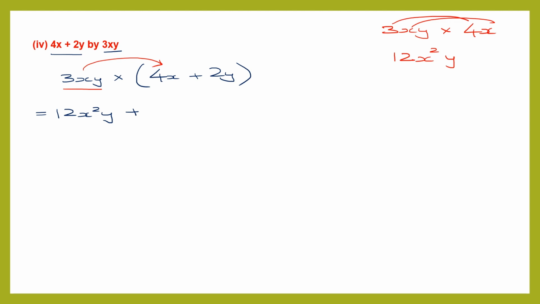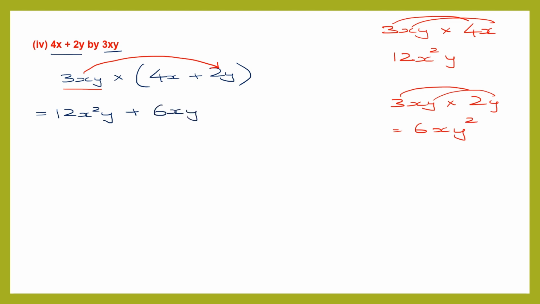The operation is plus. Now let's multiply 3xy into 2y. So 3 2s are 6. X is only 1. Y we have y into y, so that becomes y square. So this is 6xy square. So what is our answer? 12x square y plus 6xy square.